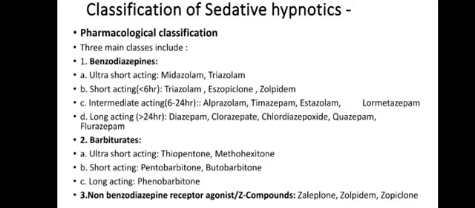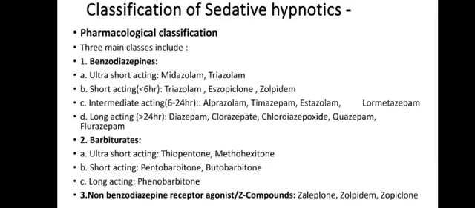Next class is barbiturates. It is also categorized into three groups: ultra short acting, short acting, and long acting. Ultra short acting drugs include thiopentone, methohexitone. Short acting drugs are pentobarbital and butobarbital, whereas long acting drugs include phenobarbital. Z compounds are zaleplon, zolpidem, and zopiclone. So, this is the classification of sedatives and hypnotics.